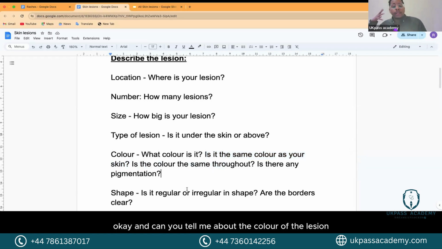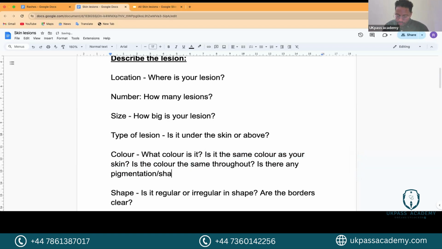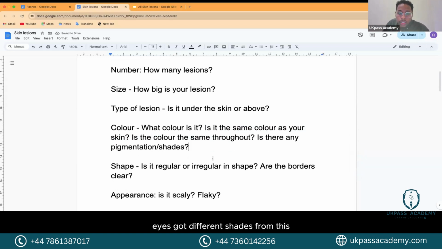Okay, and can you tell me about the color of the lesion, please? Yeah, it's dark. It's dark. Okay, and is it the same color as your skin? No. Is the color same throughout, or are there different shades, right? Pigmentation, shades. Oh, it's got different shades. From this, you can already tell this is probably a melanoma. So it's very easy to get the diagnosis by taking a simple, straightforward history.